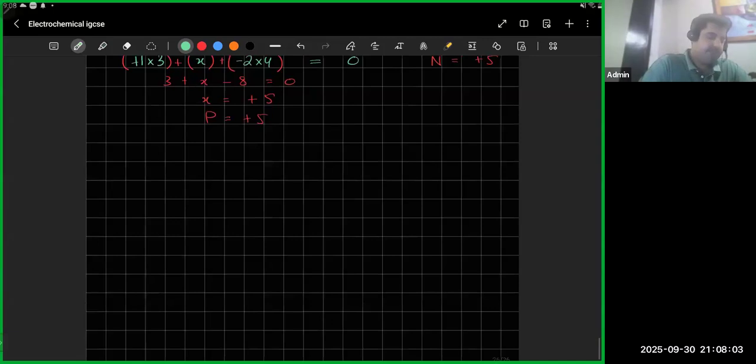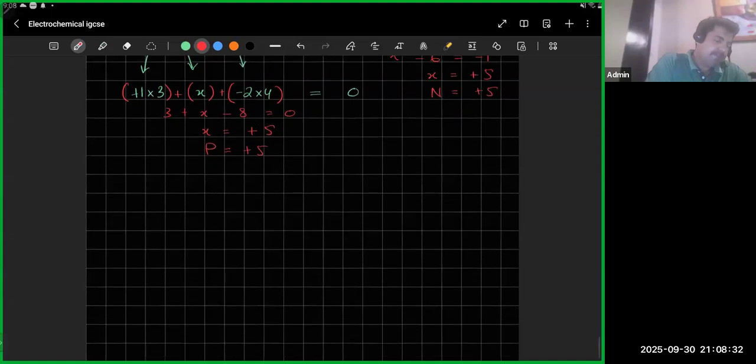Okay, so that's how you calculate the missing oxidation states. Now, how are you going to use that? Let me open a worksheet just 1 second, electrochemistry. Let me open a worksheet and keep this in mind.